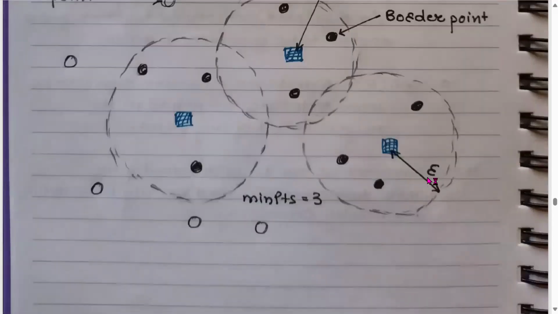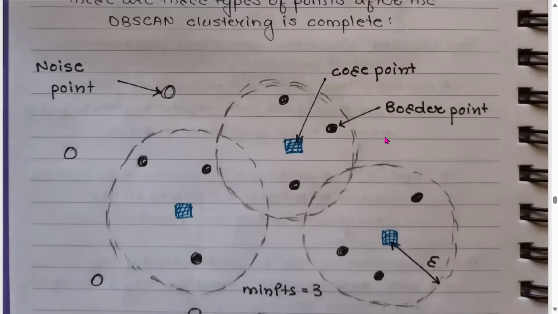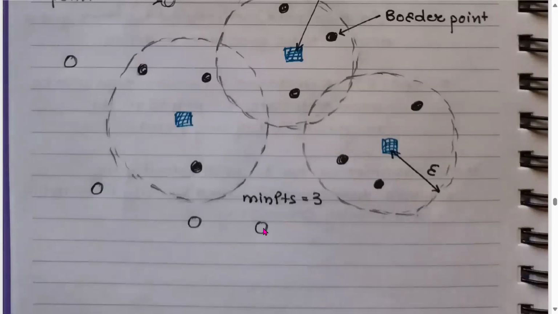Minimum points equals 3. These are core points, these are border points, and these are noise points.